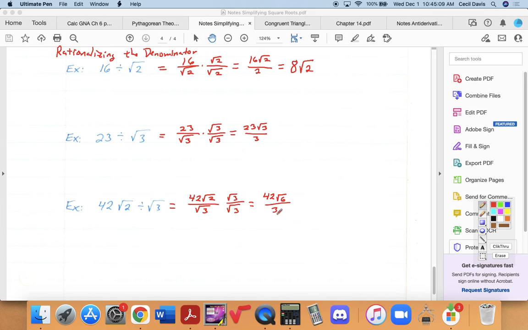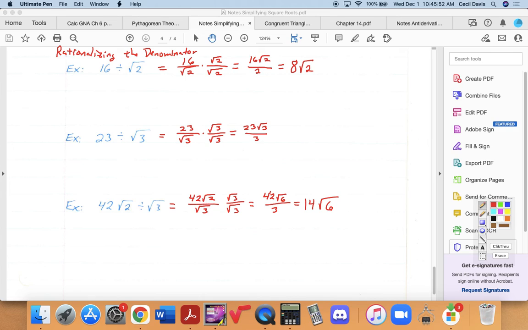over 3. Will 3 divide evenly into 42? Yes, it will. What's 4 plus 2? 6. Is that divisible by 3? Yes. Then so is 42. 3 goes into 4 one time, with 1 left over. 3 goes into 12 4 times. So this is 14 square roots of 6. And do we simplify that? That's as simple as it's going to get. The square root of 6 can be factored, but it's just a 2 and a 3. None of the factors are alike, so it doesn't simplify.